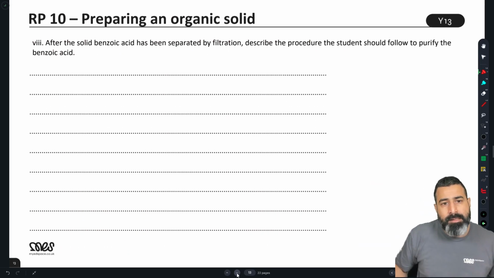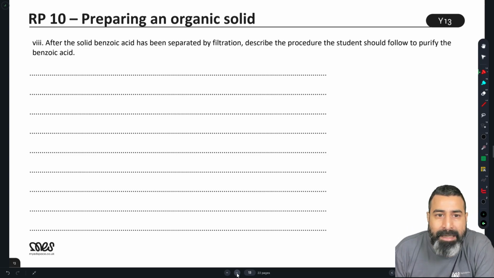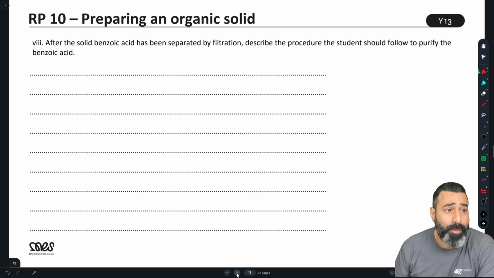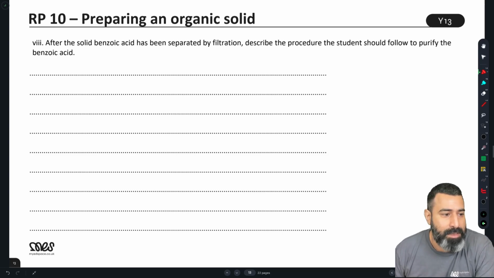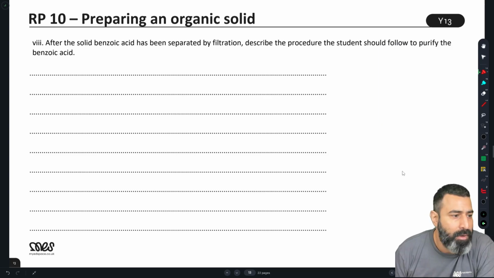Okay, last sub-question in preparing an organic solid required practical, and this is one that we should all be familiar with. Okay, so this is recrystallization. So we've made the solid benzoic acid and it's been separated by filtration. Describe the procedure that the student should follow to purify the benzoic acid. Okay, nice. Where do we go?